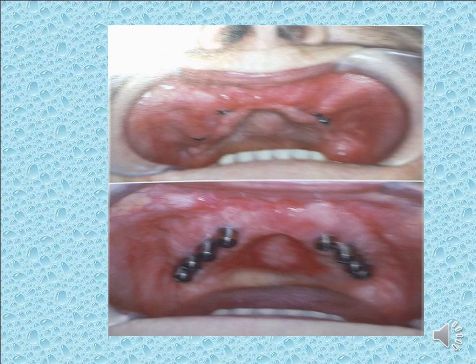This figure shows the palatal graft covering the area on the buccal and labial sides, with an implant placed at the time of grafting.